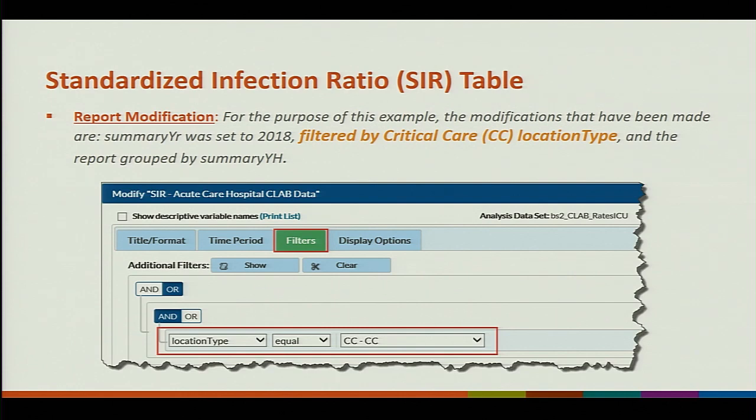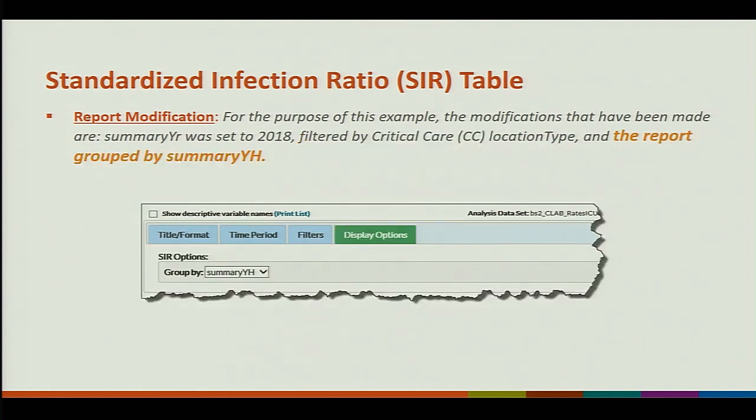Next, we want to filter to just critical care units. So you would go to your filters tab and add in location type equal to CC. Filters is usually where a bulk of your modifications will take place. And lastly, since we want to display our table by 6-month increments, you would put in your display options group by summary year half.